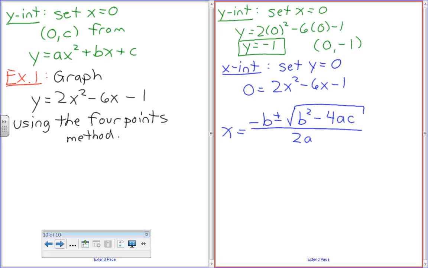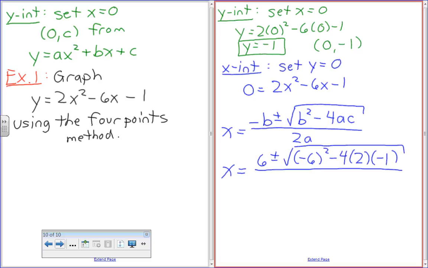Go ahead. Negative 6 plus minus square root of negative 6 squared, minus 4 times 2 times negative 1. Okay. All over, divided by 2.